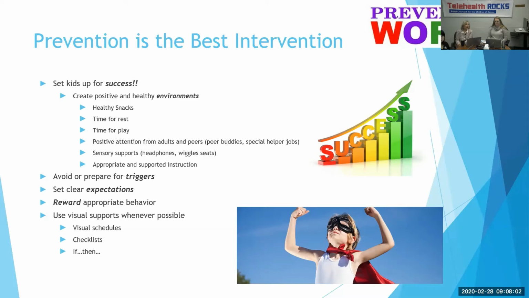Also, we want to think about how we can avoid and prepare for triggers. So we've been talking a lot about ABC charts and triggers and antecedents and what kind of causes the behaviors, but one thing is knowing what to do when the behaviors happen. Another thing is to figure out, can we completely avoid that trigger, or can we help them through that so it doesn't become a trigger? Setting clear expectations, rewarding appropriate behaviors, and using visual supports whenever possible. So we really feel like what we're going to talk about today, which is visual supports, can address all of these things in a really positive, clear, and concrete way.